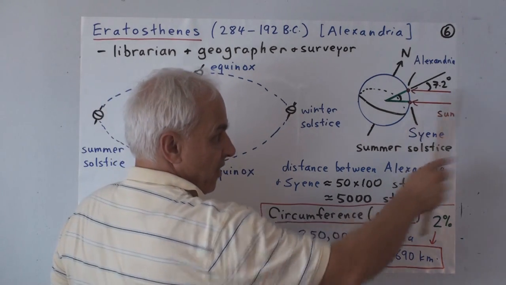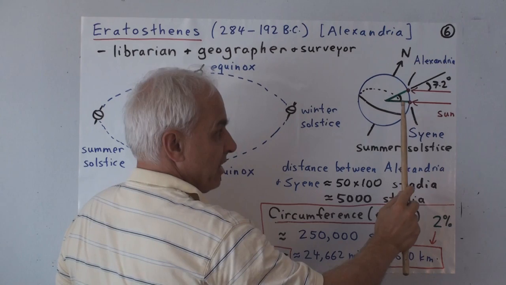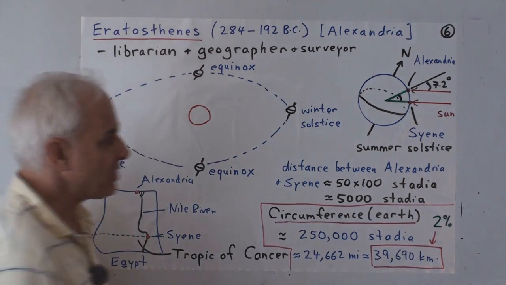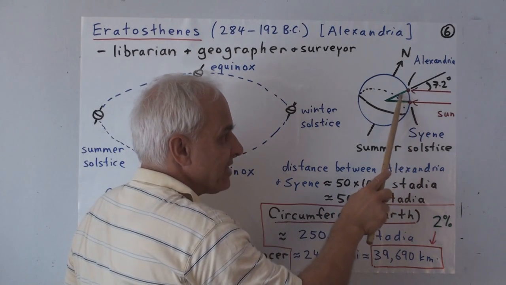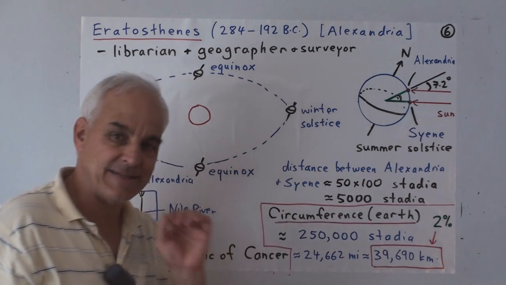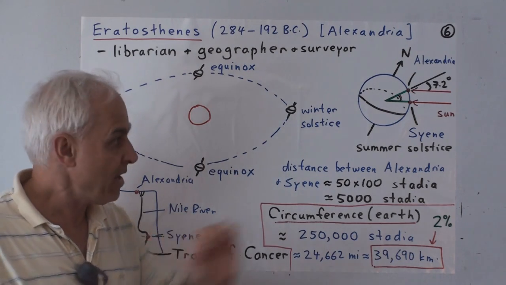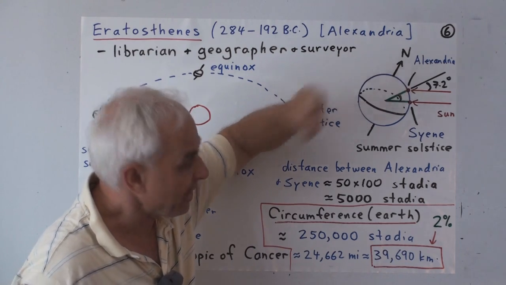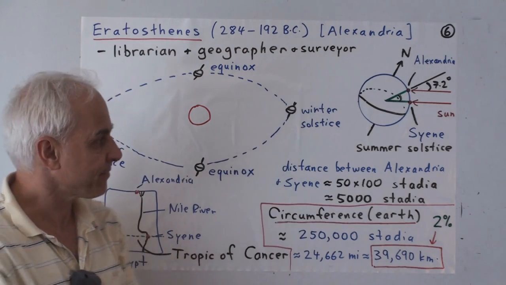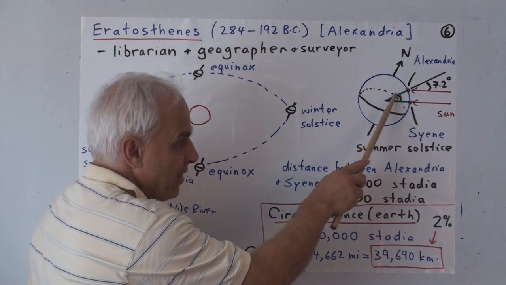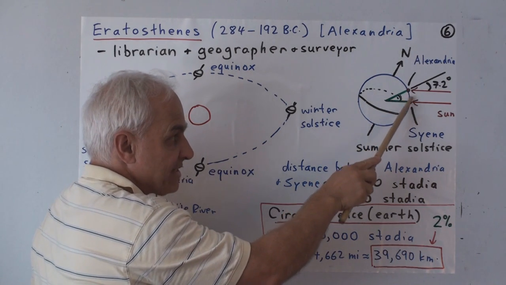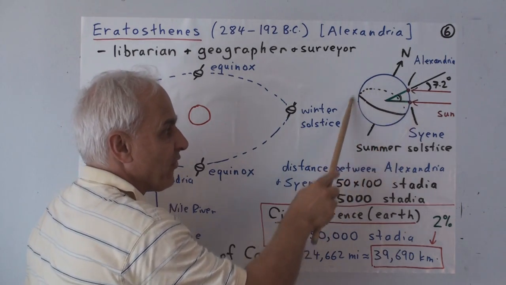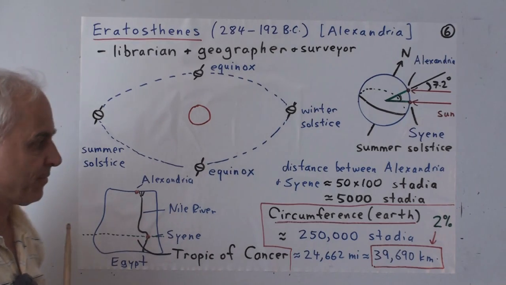Now, because the sun is very far away, he knew that this line coming into Alexandria and this line coming into Syene are more or less parallel. And so this angle, 7.2 here, is the same as the angle subtended at the center of the Earth by this chord, this circular chord between Syene and Alexandria. So if you know this angle here, and you happen to know the distance between Alexandria and Syene, then it's easy to calculate the circumference of the Earth.